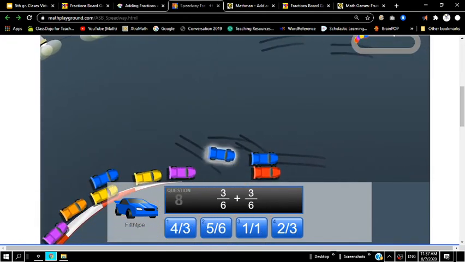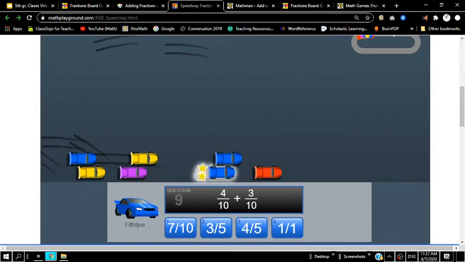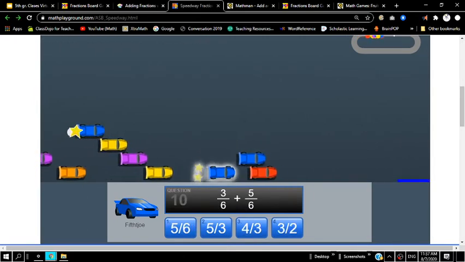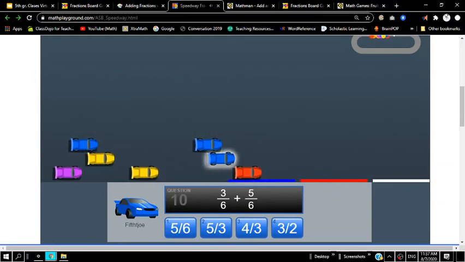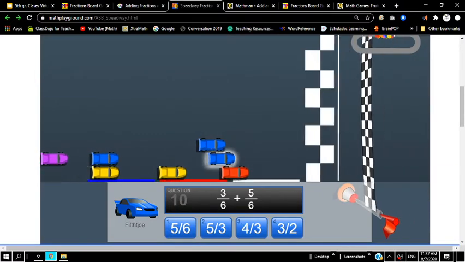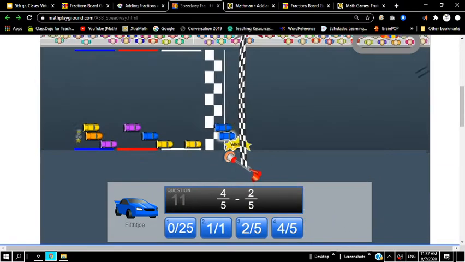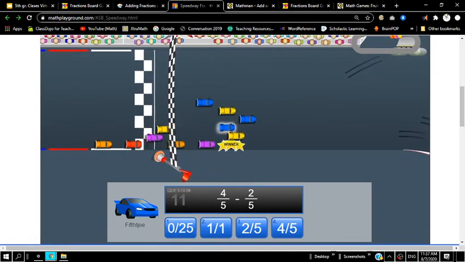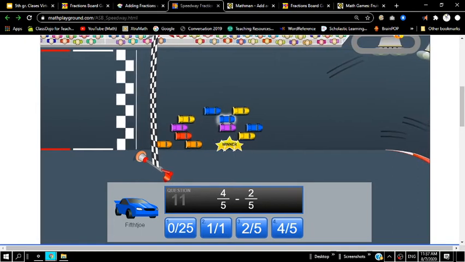3 plus 3 is 6, and 6/6 equals 1. 4 plus 3 is 7. 7/10 is your answer. 5 plus 3 is 8. 8/6, which can be compared to 4/3. Hey, look at that. We won the game, even with the explanations.